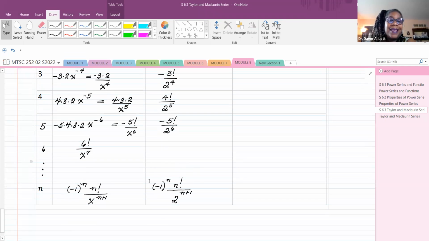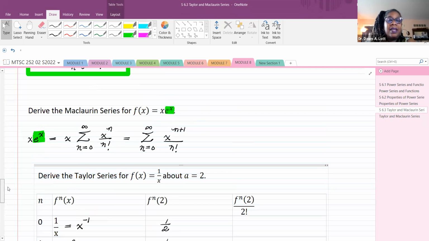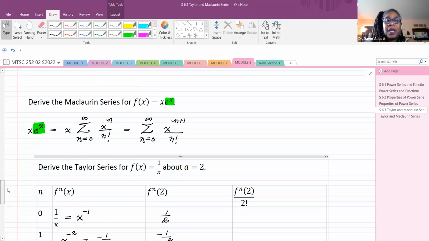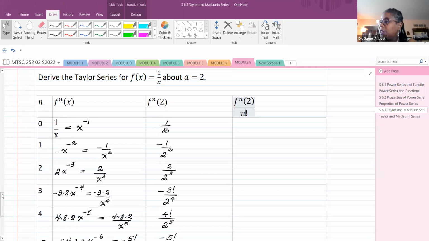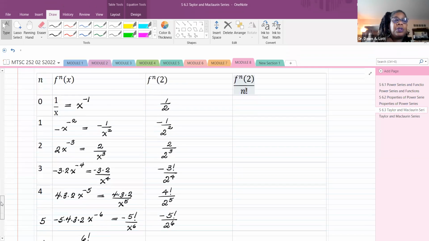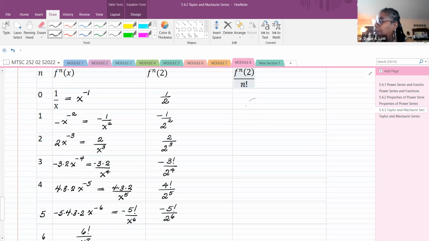Once I get this, all I need to do is take that and divide it by n factorial. Why does that say 2 factorial? That should say n factorial. So we're going to skip this part because I just realized we don't need to do all that, because we have a formula.